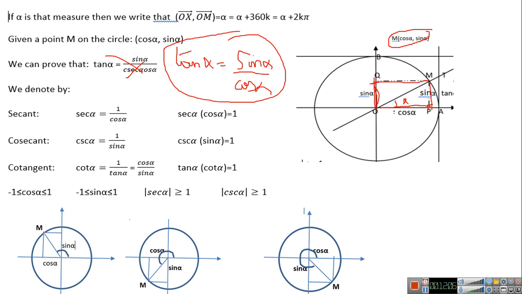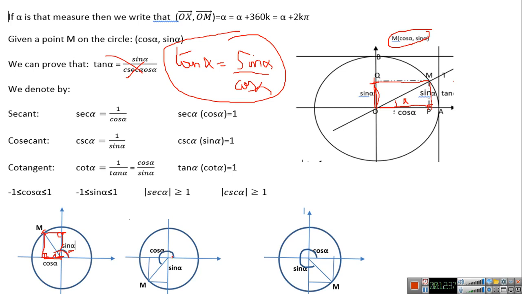For example, where is alpha? If this is the point M in the second quadrant, this is angle alpha from the origin. So you have the point M here. You draw a perpendicular on the x-axis and a perpendicular on the y-axis. This measure is sine alpha, and it is positive because it's above the origin and less than 1. And cosine alpha here, because it's to the left of 0, is negative.